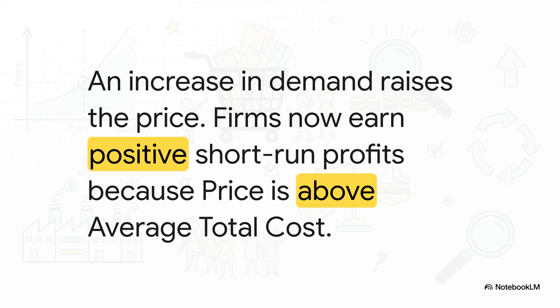Then suddenly, a new health study is published that says drinking milk is amazing for you. Demand for milk surges, shifting the curve from D1 to D2. In the short run, the number of farms is fixed. So with way more people wanting milk, the price gets bid up to P2, moving the market to point B. For all the existing farms, this is fantastic. The price is now way above their average total cost. They ramp up production, and they start earning juicy, positive economic profits.